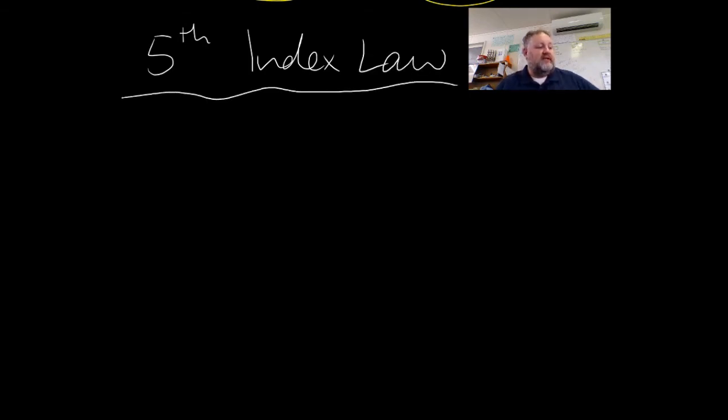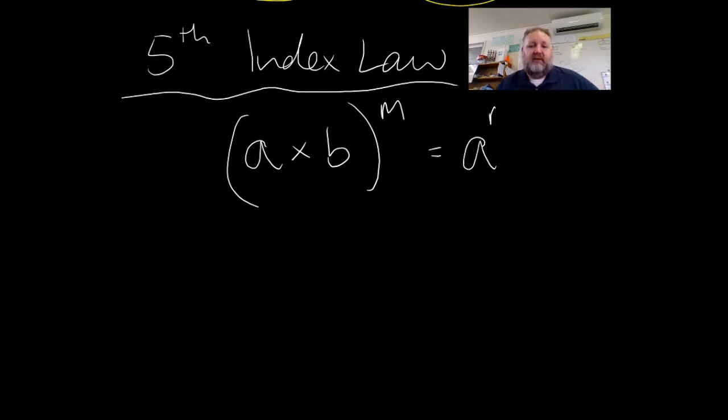Okay, so the fifth index law is pretty simple, really. It's very similar to the fourth one. It's about removing brackets. If we had a times b, and it's all to the power of m, well, everything on the inside is affected by what's on the outside. Okay, so simple as that. The fifth index law is pretty simple.